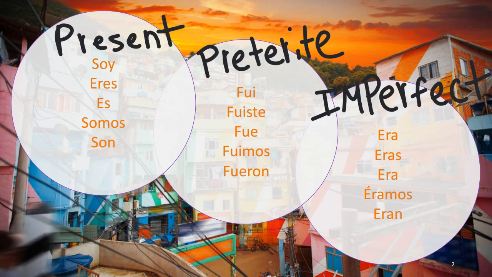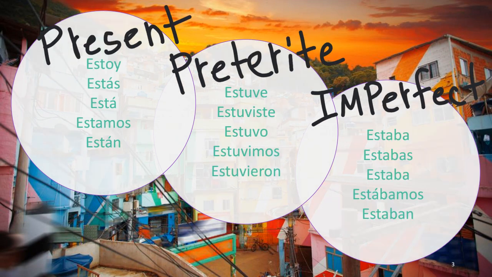Okay, let's start by quickly reviewing the conjugations for the verb ser in three tenses that we're going to be using the most this year. So in the present tense, the verb ser is soy, eres, es, somos, son. In the pretérito, it's fui, fuiste, fue, fuimos, fueron. And in the imperfecto, era, eras, era, éramos, eran. You'll need to be able to recognize the verb ser in all of these three forms as we read different sentences and stories and have different conversations.